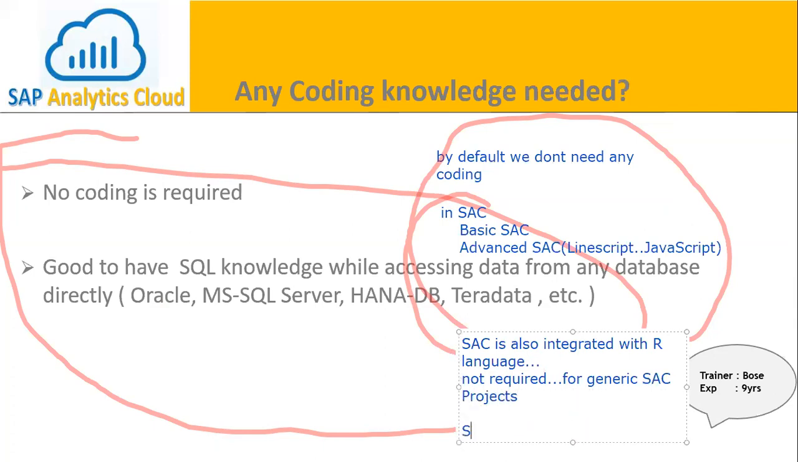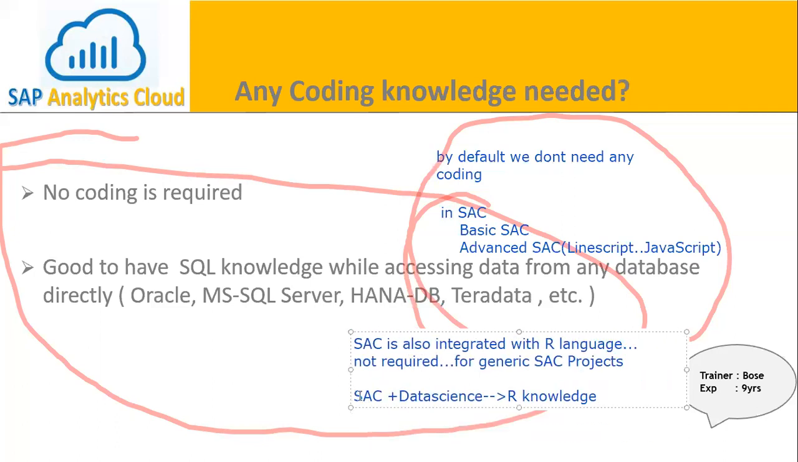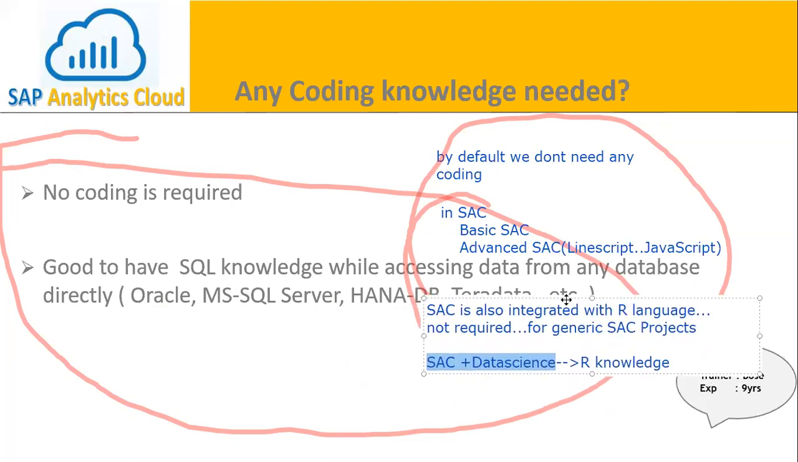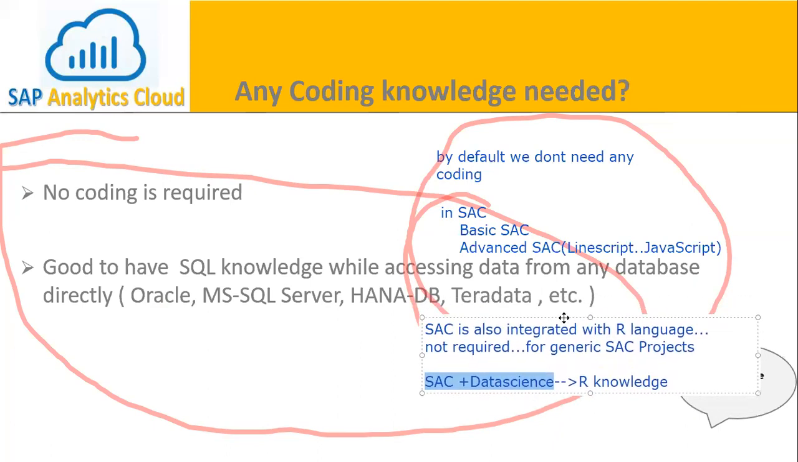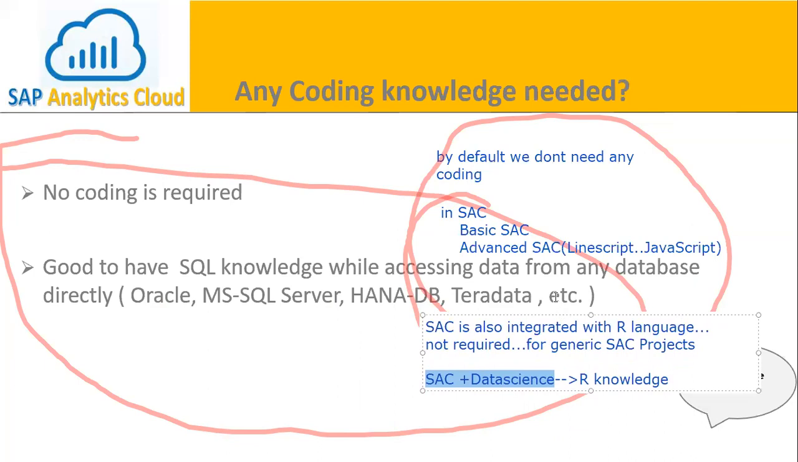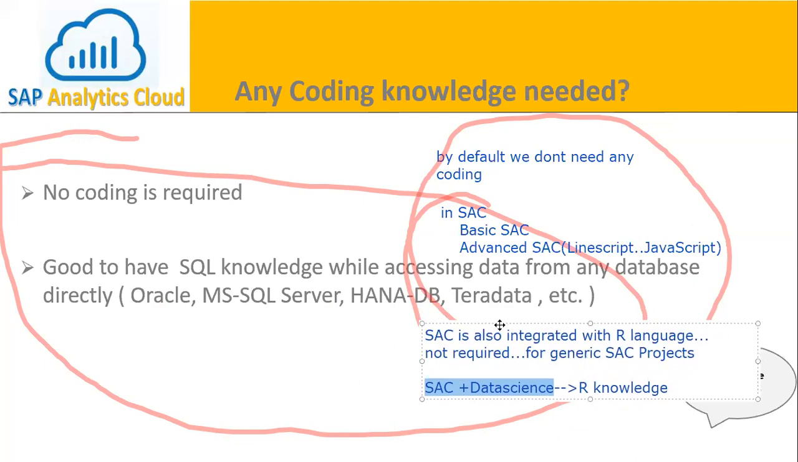But in any project where we have SAC data science, then we need some R knowledge. If you want to work as a data scientist or in data science based SAC implementations, we'll be using it. If you ask me what is the percentage of SAC plus data science implementations, it is less than 5% as of date. It may increase in the next 5 years to somewhere around 20 to 25%. But as of now, it is very, very less. This is about coding knowledge and prerequisite knowledge that is required.